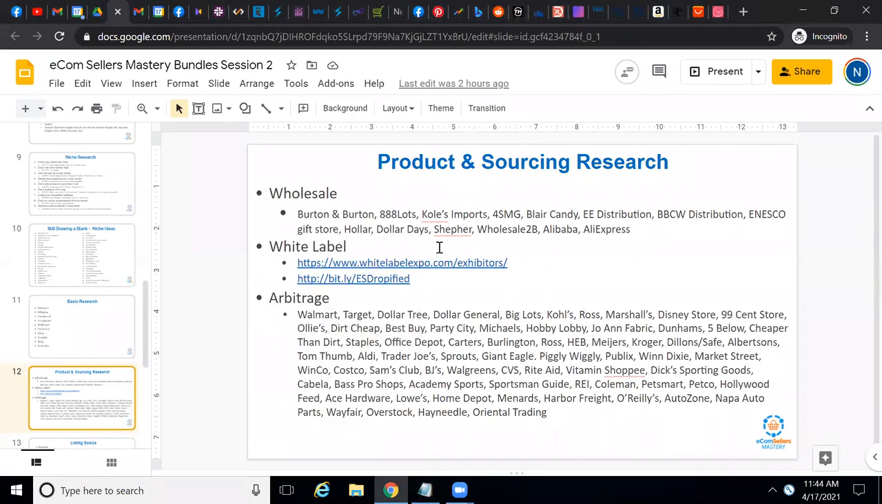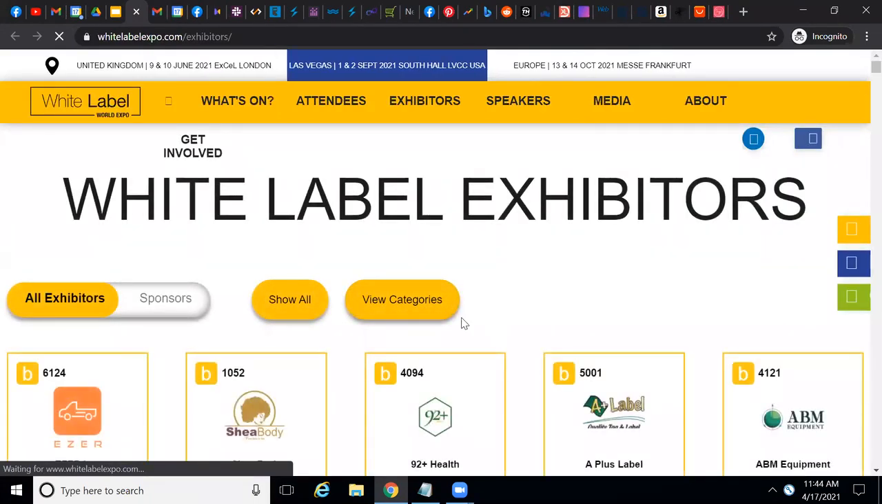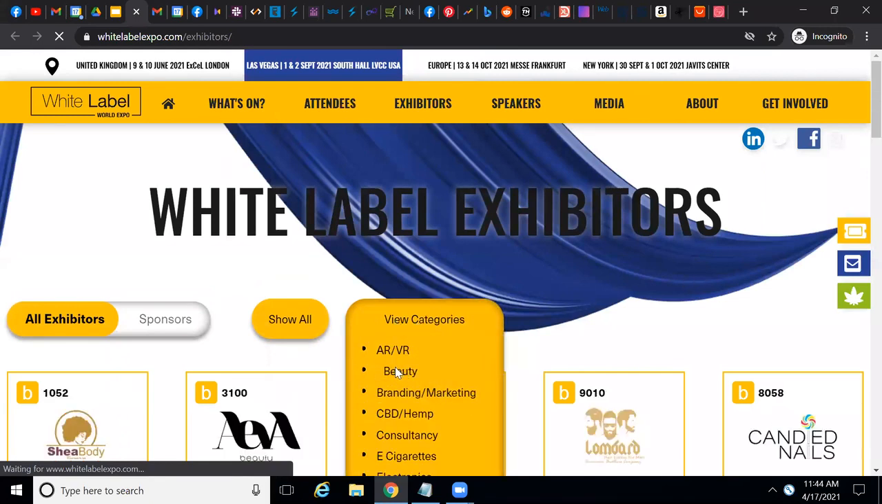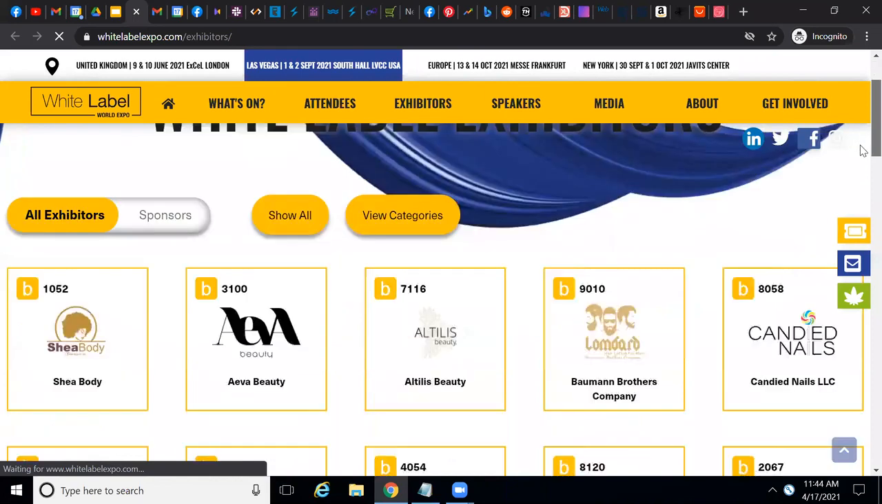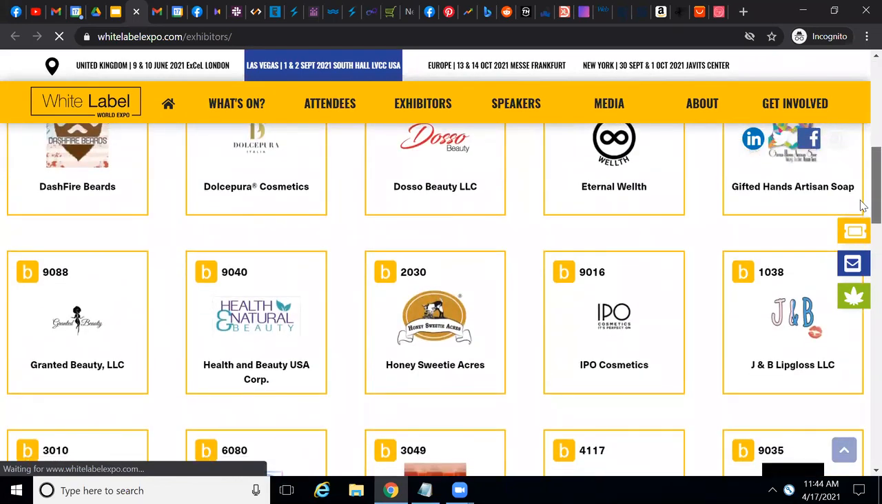All right, so let's go and look at the White Label Expo, and let's go see. I'm going to look, it says view categories. So I'm going to go under beauty. Let's just see what happens. So there's a bunch of beauty products suppliers that are at the White Label Expo.